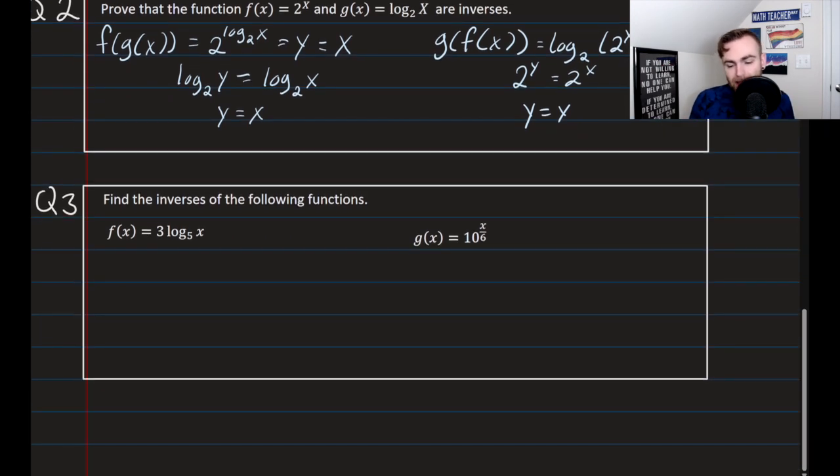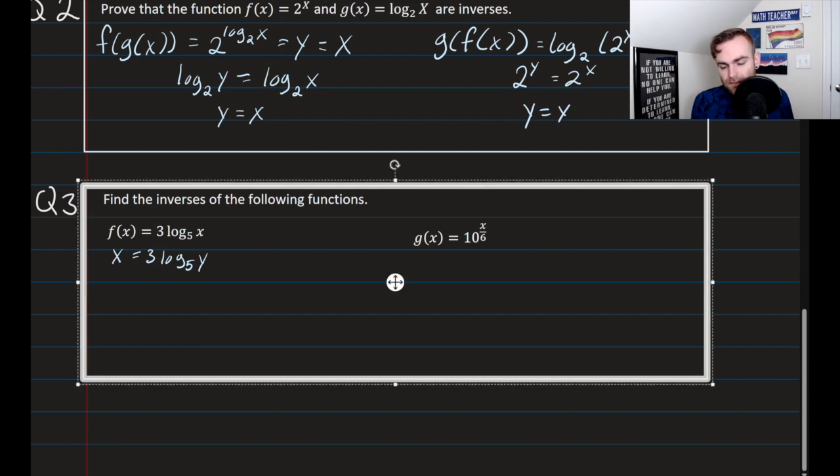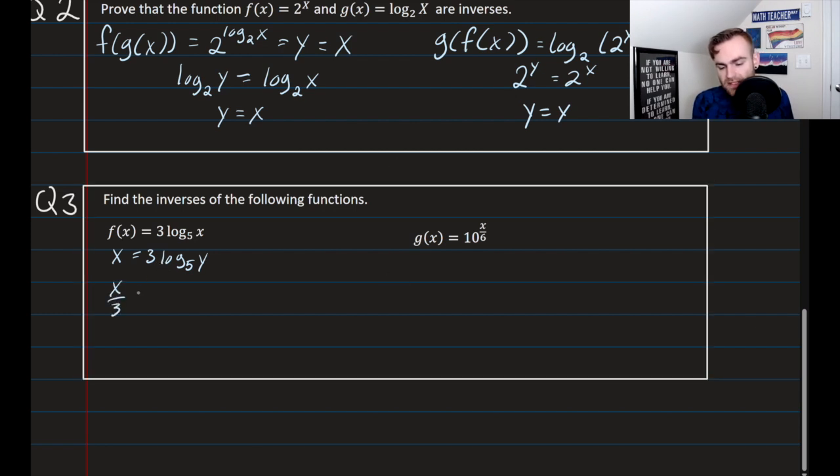Very cool. Last but not least is we're going to find the inverse of the following functions. So like we did before, we're going to change the f of x to x, and we're going to change the x to a y temporarily. We'll change it to f inverse later. And we would divide by 3, so x over 3 is equal to log base 5 of y. You have to get the logarithm alone first before you convert, so that's why we divided by 3. Once we convert, we get 5 to the power of x over 3 is equal to y, so f inverse of x is equal to 5 to the power of x over 3.